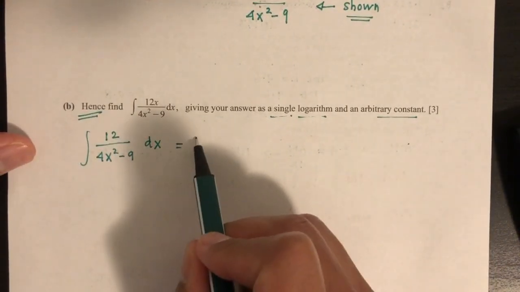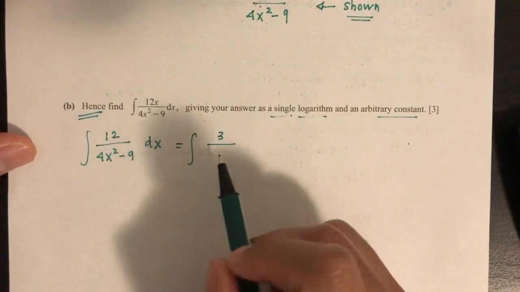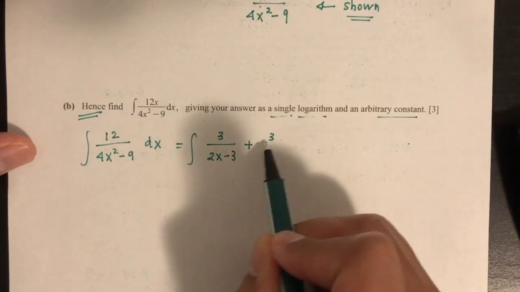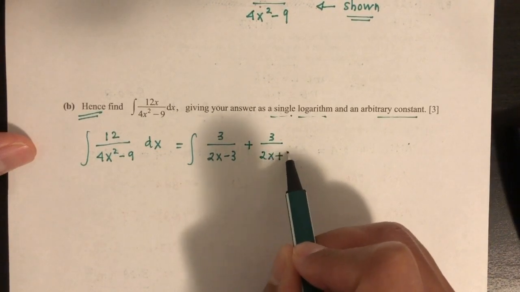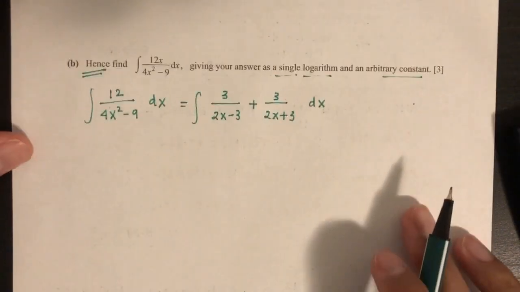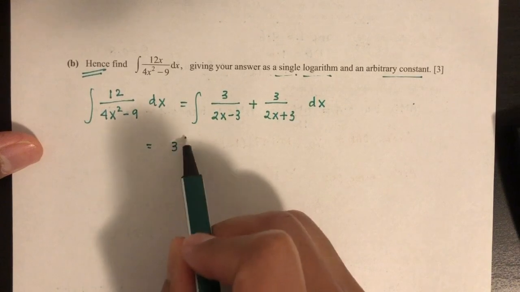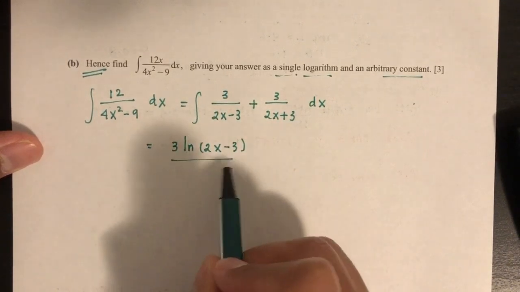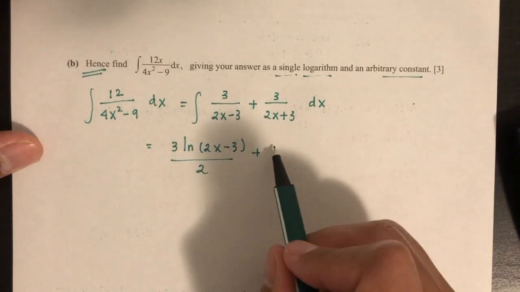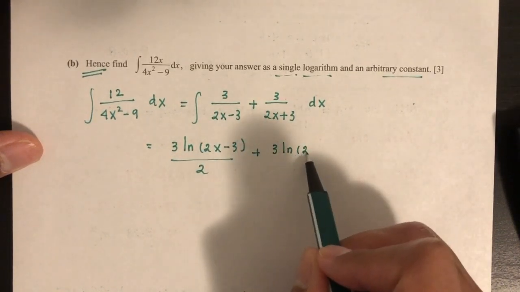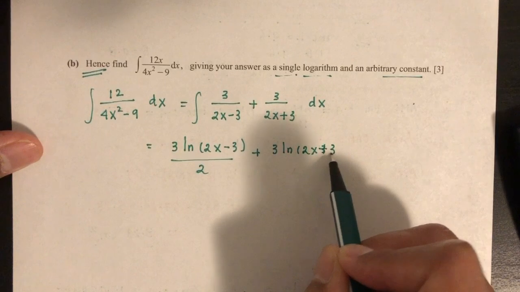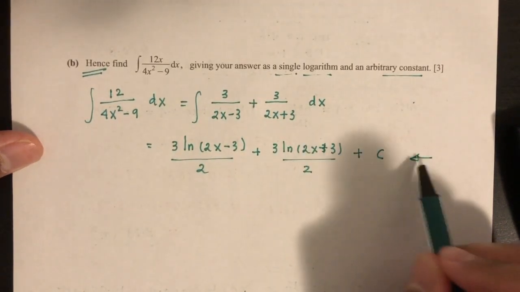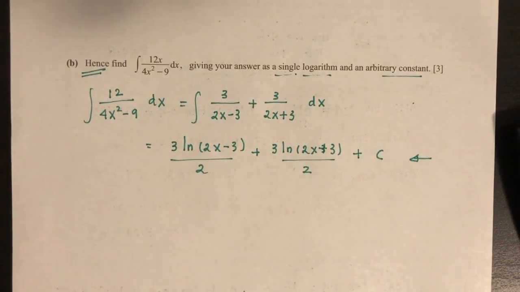This is also equal to 2x minus 3 plus 2x plus 3 dx. Now one by one, that will be 3 ln 2x minus 3 divided by 2, and this one, same thing, 3 ln 2x plus 3 divided by 2, plus c for the constant. That will be your value here.